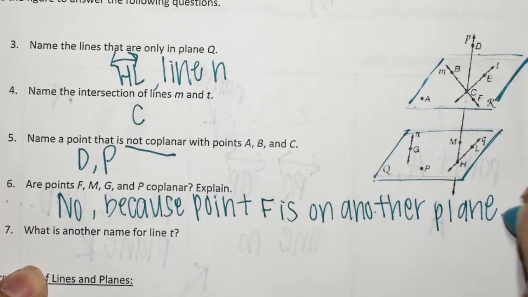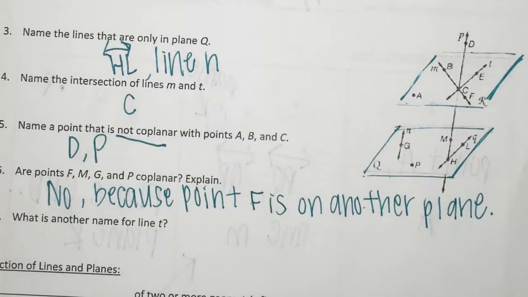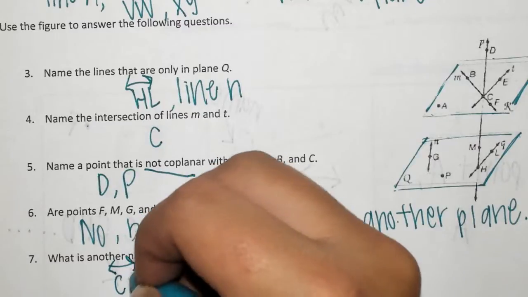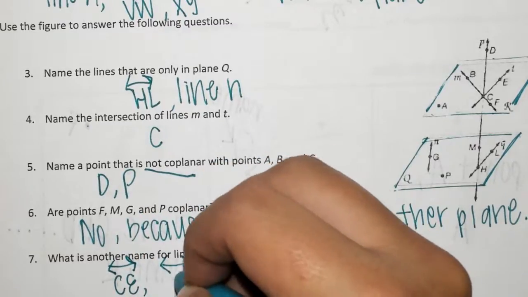Okay, number 7. What is another name for line T? Here's line T. Name it using another way. What would we call it? Line CE or EC. Very good.